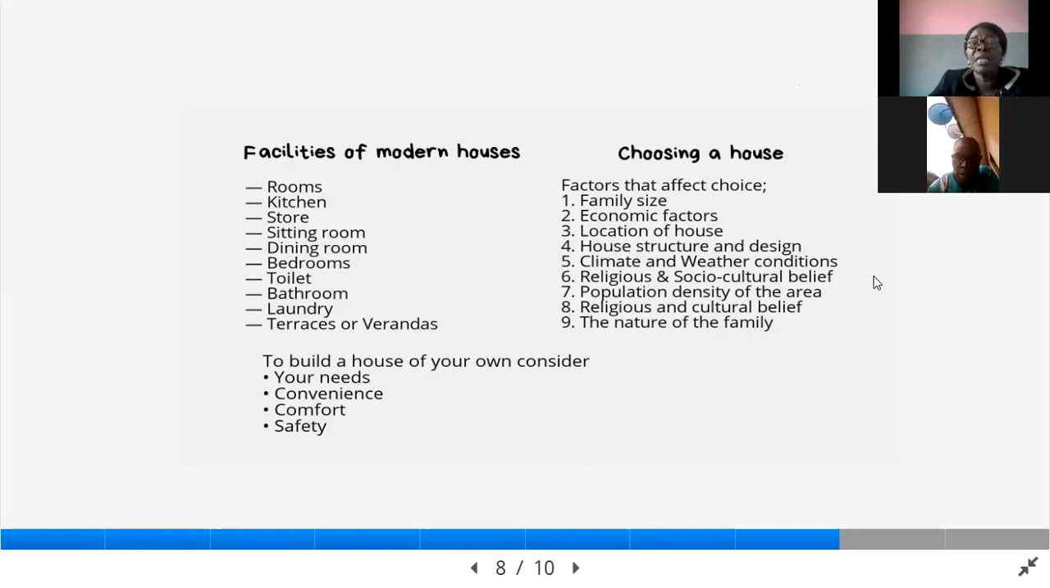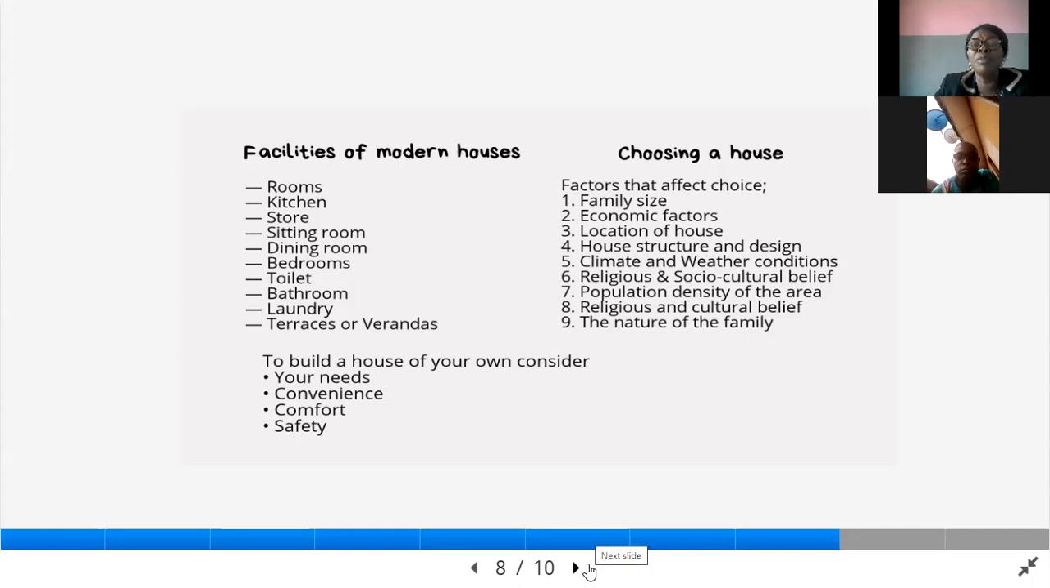There are factors that affect choice of a house. One is the family size. Two is the economic factors. Another factor is the location of the house, the house structure and the design you want, and the climate and weather condition. Another thing to consider in choosing a house is the religious and sociocultural belief of the family.